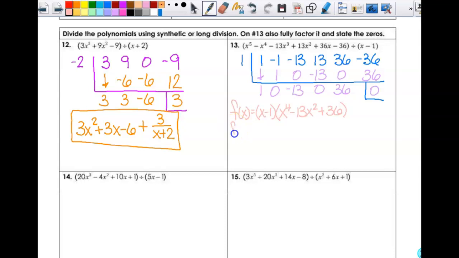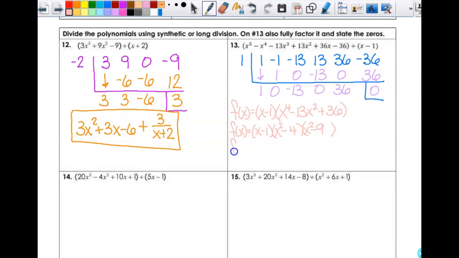So I'm going to have f of x equals x minus 1 times, all right, a is 1, so I can jump to the 2 parentheses. I know that this is x squared and x squared. This is positive, so the signs are the same. This is negative, so they're both negative. Two numbers that multiply to give me a positive 36 and combine to give me a negative 13 would be negative 4 and negative 9.